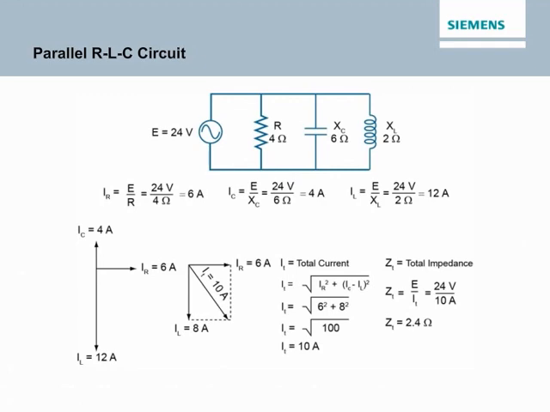For the special case where the inductive reactance and capacitive reactance are equal, the inductive and capacitive currents cancel, and the net current is the resistive current. In this case, the inductor and capacitor form a parallel resonant circuit.